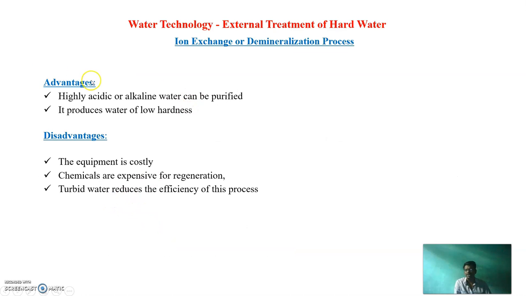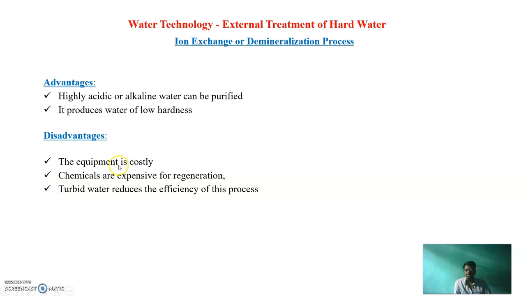And what are the advantages? In this method, highly acidic or highly alkaline water can be purified, because it produces water of low hardness. Disadvantages: this equipment is high cost and cannot be used with a simple setup. The chemicals used for regeneration are more expensive, and turbid water reduces the efficiency of this process.